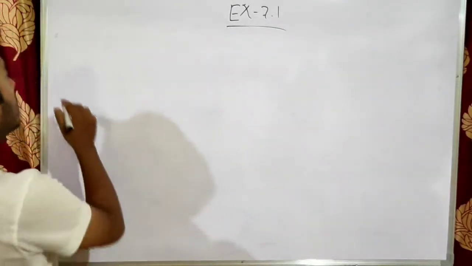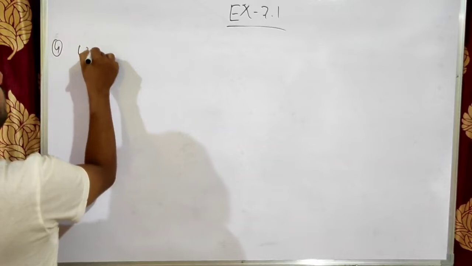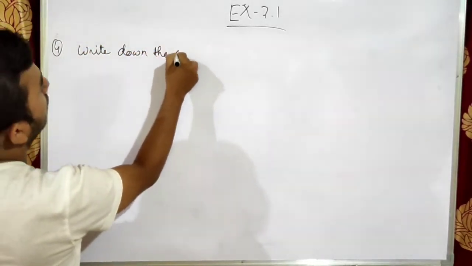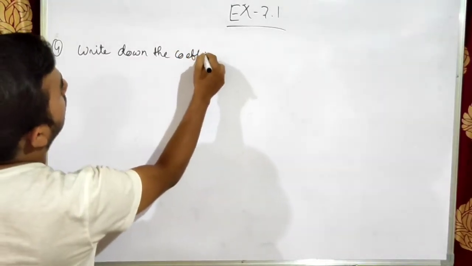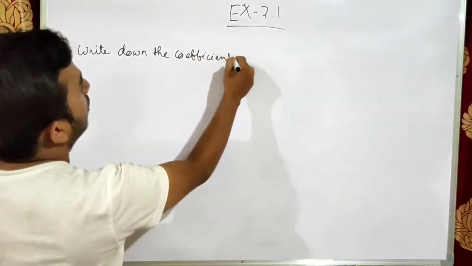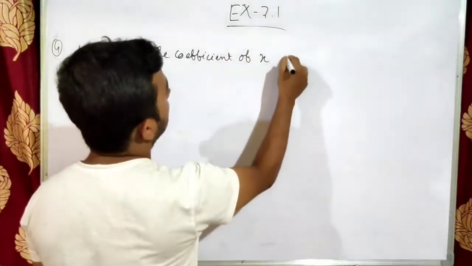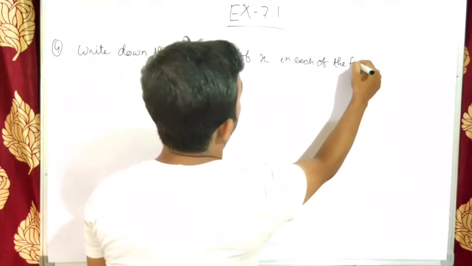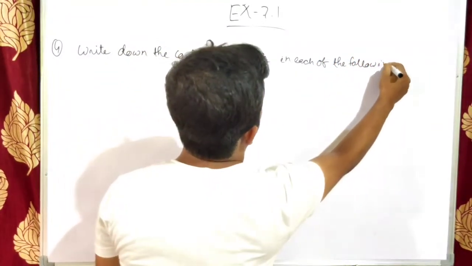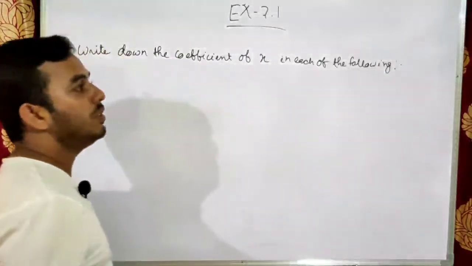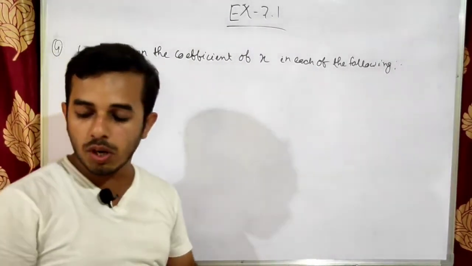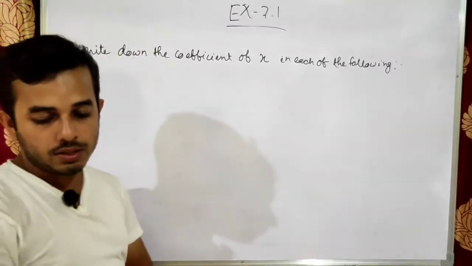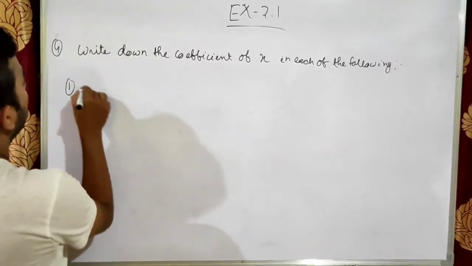So let us write the question first. Write down the coefficient of x in each of the following. That is what we have to write. We have to write the coefficient of x. So the first one is what? Minus 2x. Number 1, minus 2x.